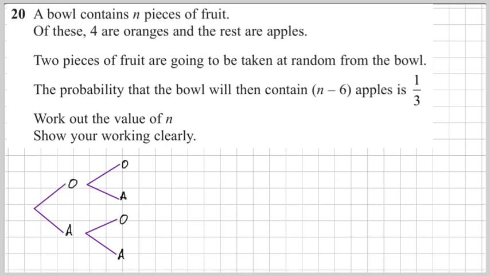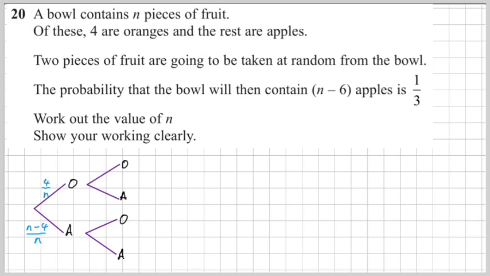It's going to be an orange or an apple that comes out each time, so O and A, O and A, O and A. Now we have n pieces of fruit to begin with, and 4 of them are oranges. So what's the probability of the first one being an orange? Well, 4 out of n, so 4 over n. How many apples are we starting with? If there's n pieces of fruit and 4 of them are oranges, then n minus 4 must be apples. In other words, the probability of drawing an apple would be n minus 4 out of n. So we can fill in those two probabilities to begin with.